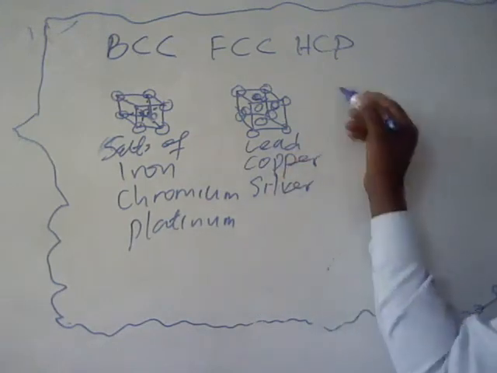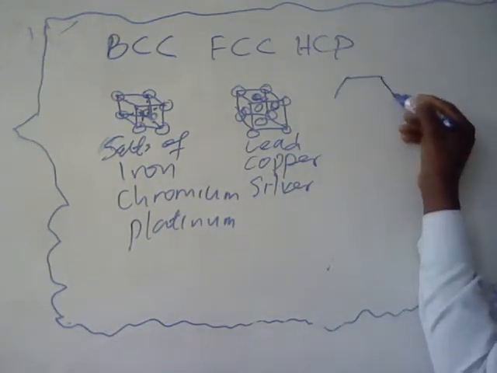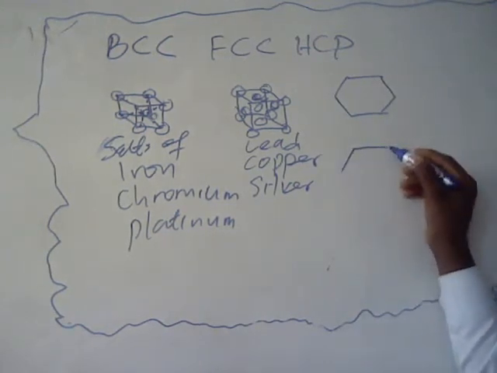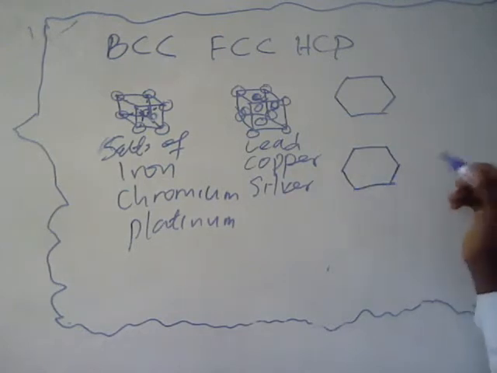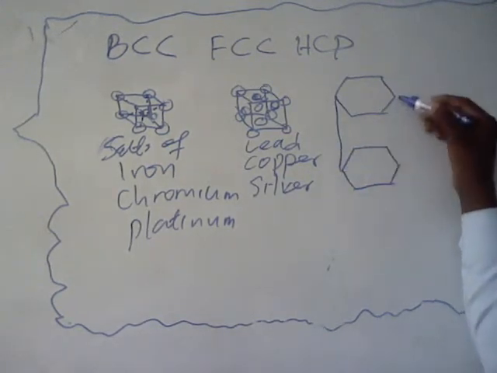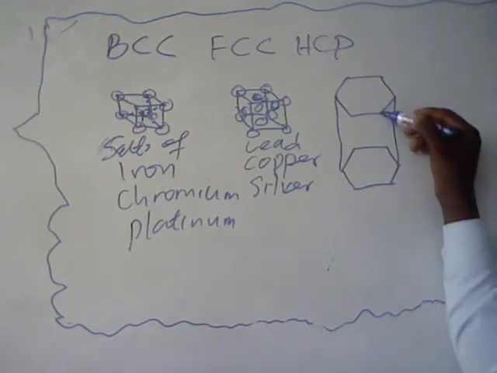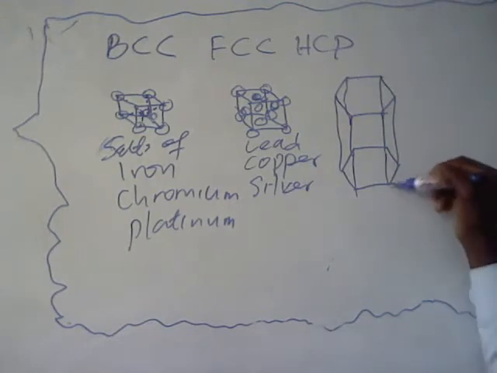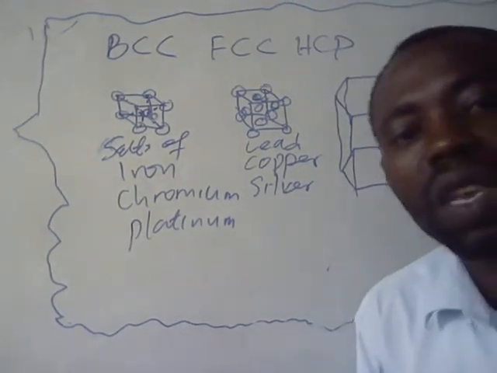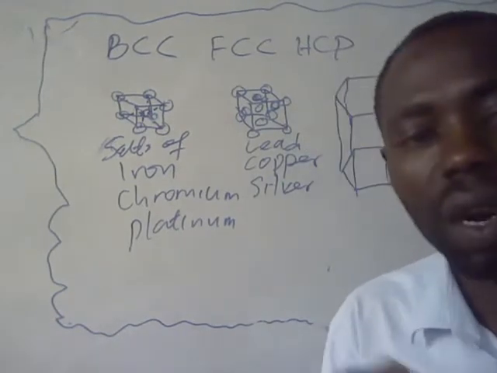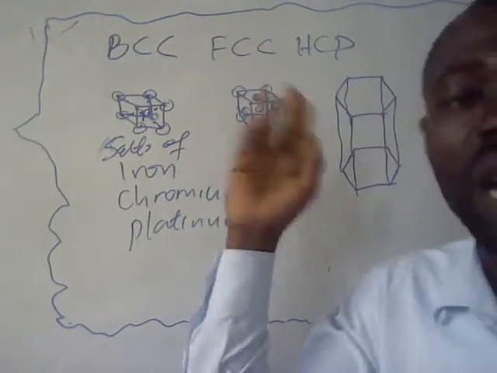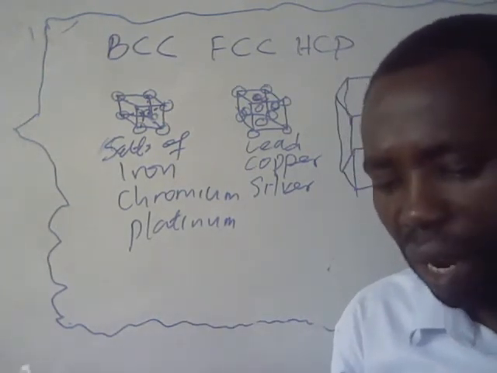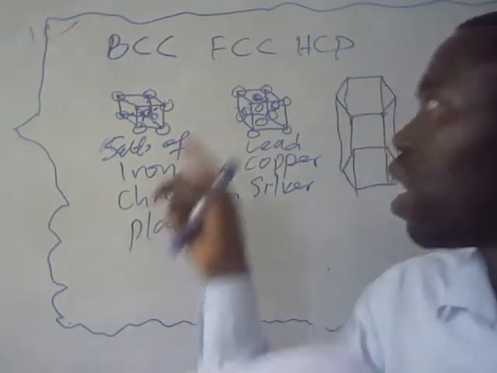That is a hexagon, 6-sided. So you join 2 hexagons together. When you join them together, you join this. So this is hexagonal close packing. So it's another type of crystal: body center cubic, face center cubic, and hexagonal close packing. But that was just by the way. Our main focus here is face center cubic, FCC.